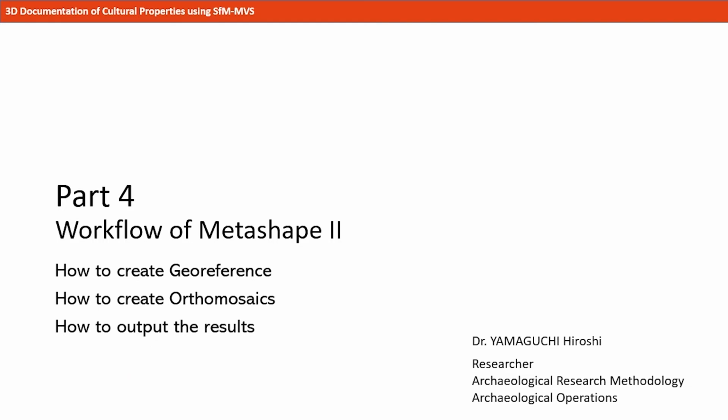Let's now talk about the second part of creating 3D models using Metashape. Here, we will take a look at how to create a georeference, which provides coordinates to the 3D image, and how to create an orthomosaic that can remove the distortions to the created 3D image and create orthographic images for use in producing a horizontal projection.